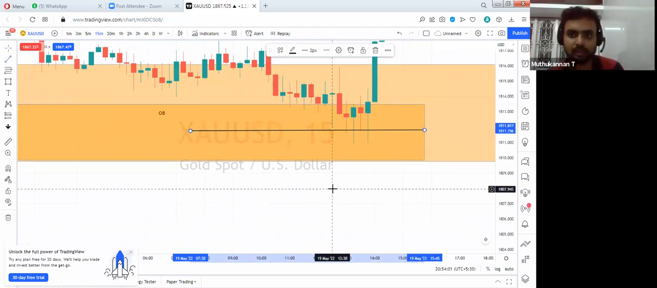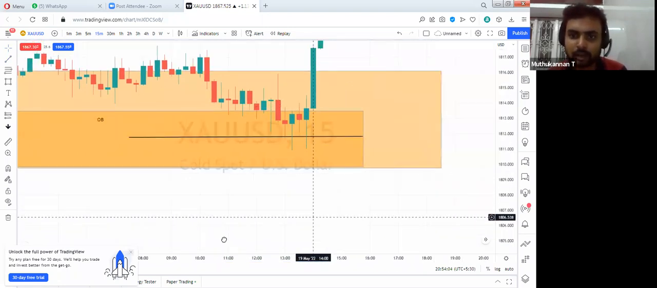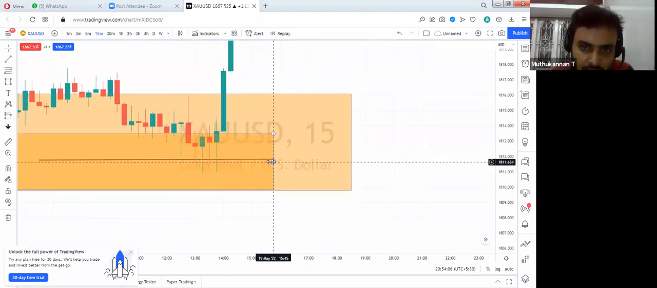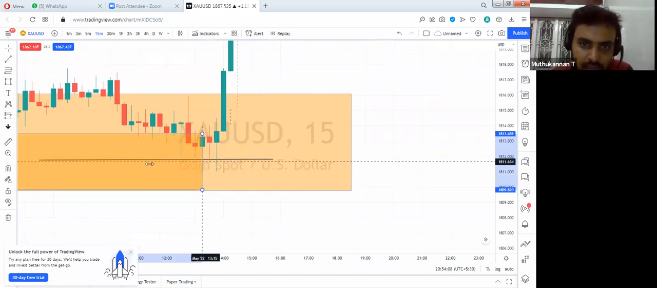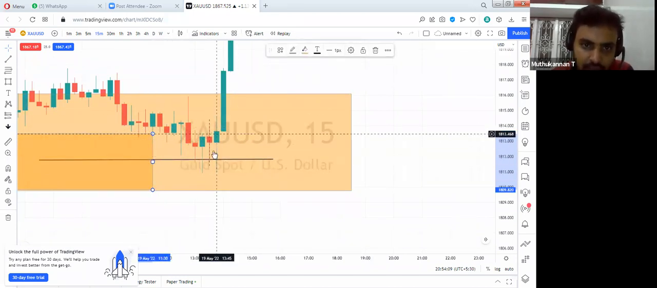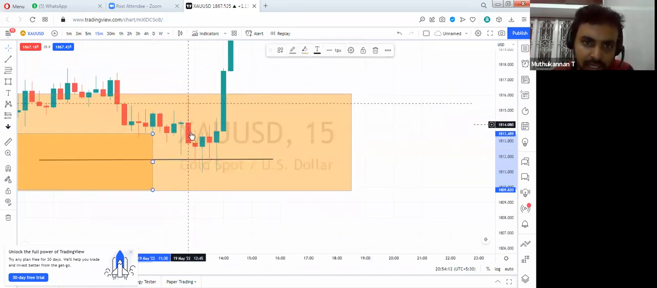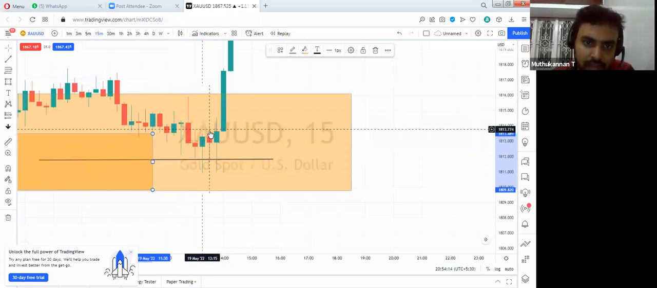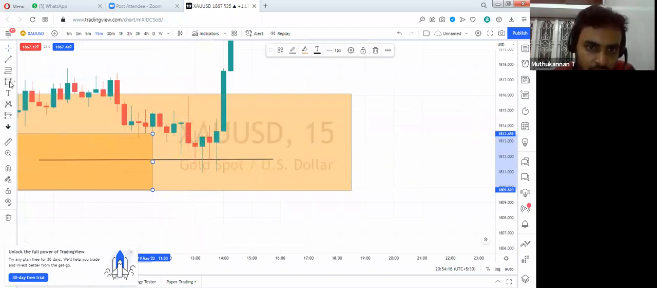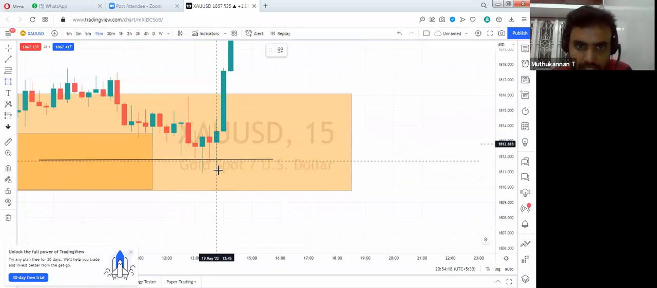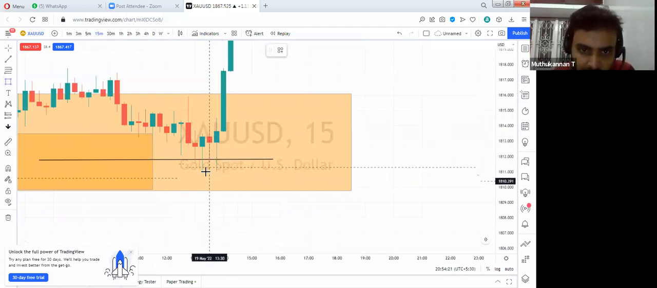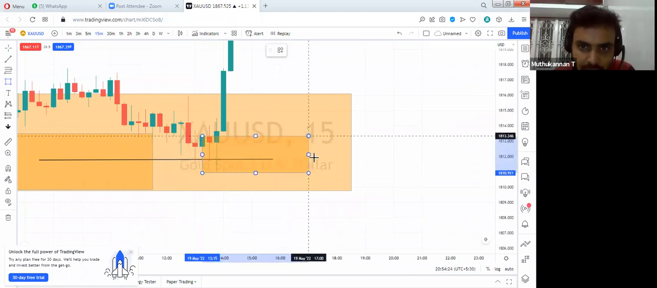Okay. In this case, where you will be considering the order block here, I can say that this green candle is the last red candle. This is the last red candle, right? So you can take this red candle. Also, you can see the green candle's wick is lower, right? So you can take like this. This is my order block.